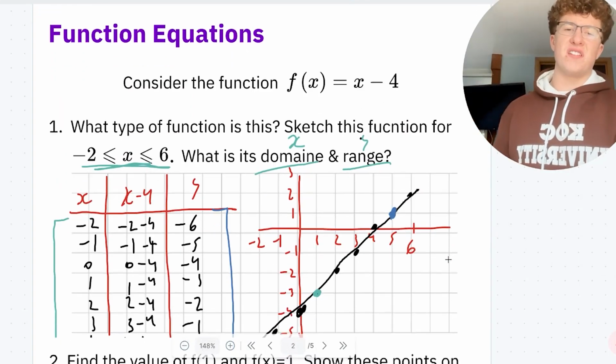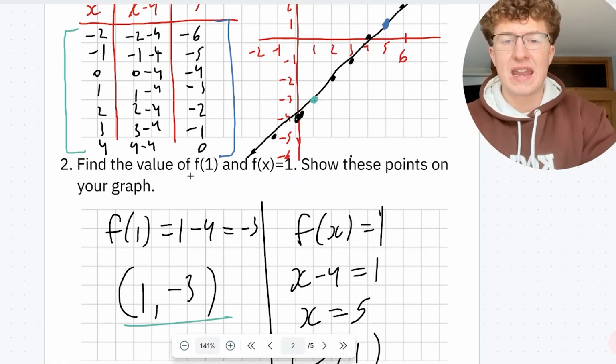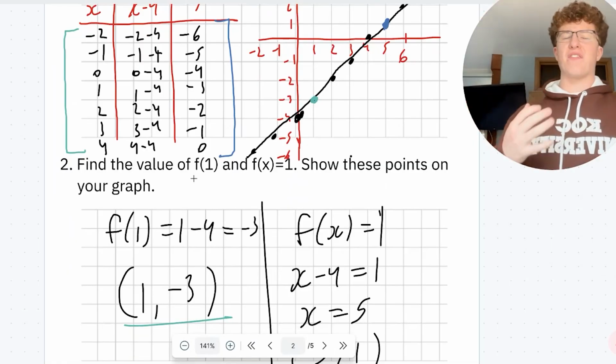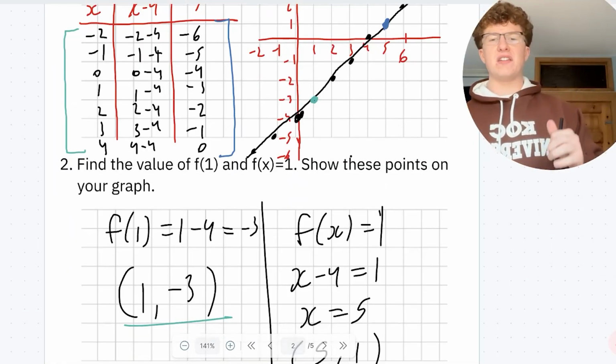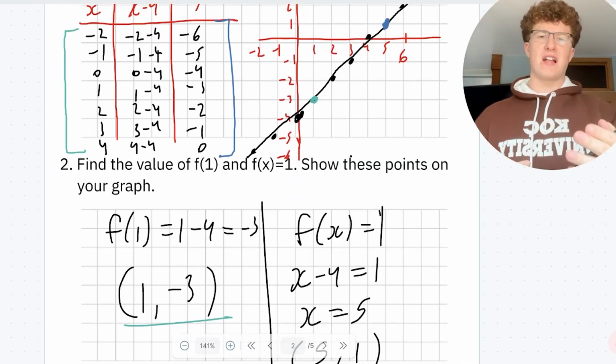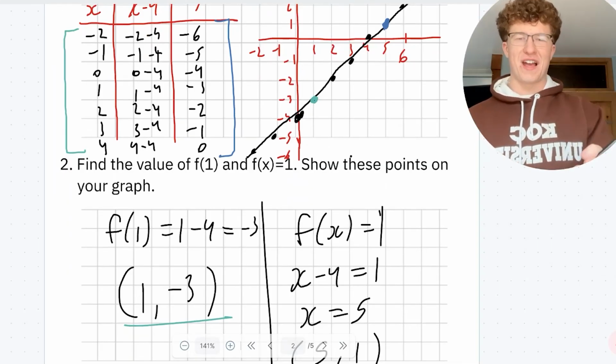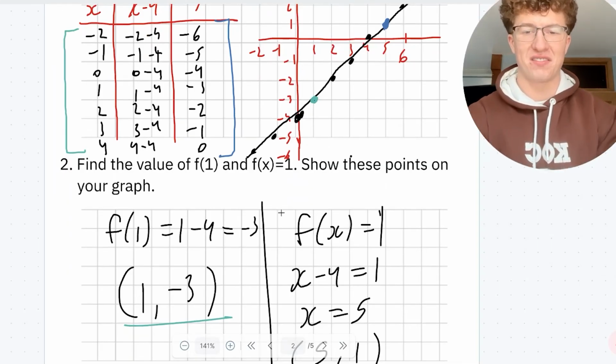Key there is to notice the difference between getting f of something and getting f of x equals something. It's either you're getting the y value for the x value, or you're getting the x value for the y value, like in the second case.